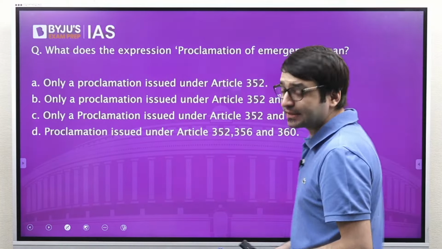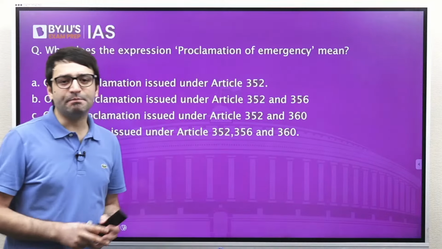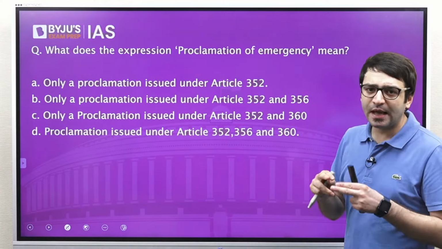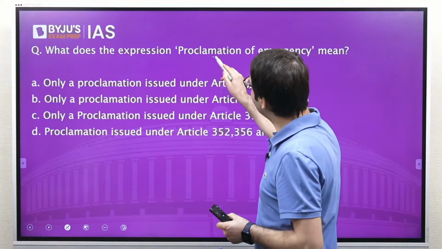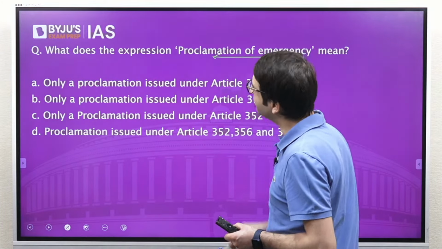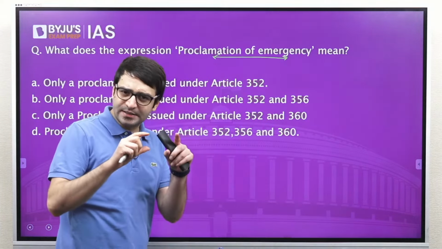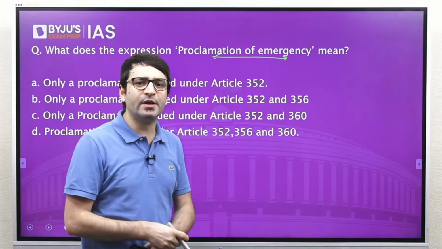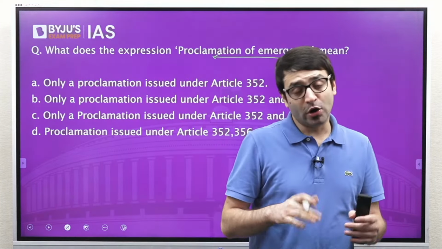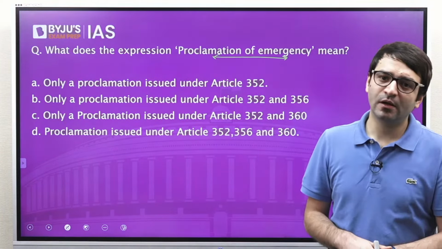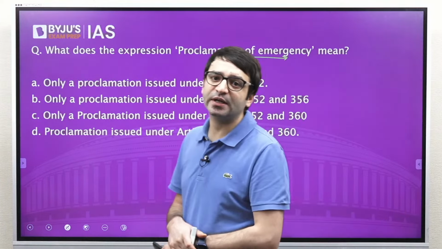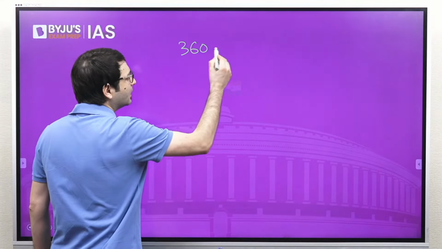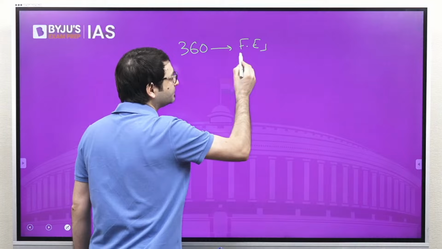Let's look at another question, and this is slightly tricky, but let's see how many amongst you would get this right. When we say and use this expression, proclamation of emergency, what does this expression mean? Does it mean only the proclamation under Article 352? Or also the proclamation under Article 356? Or also the proclamation under Article 360 of the Constitution? What is Article 360? It deals with financial emergency.